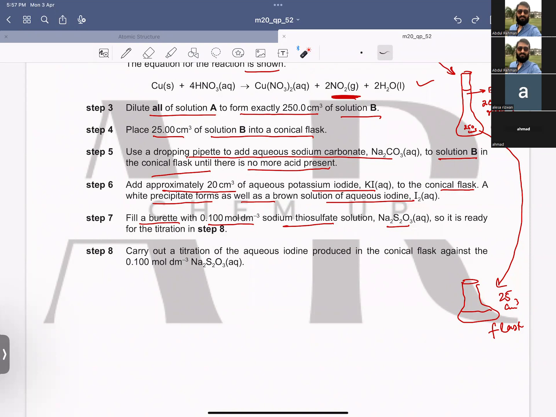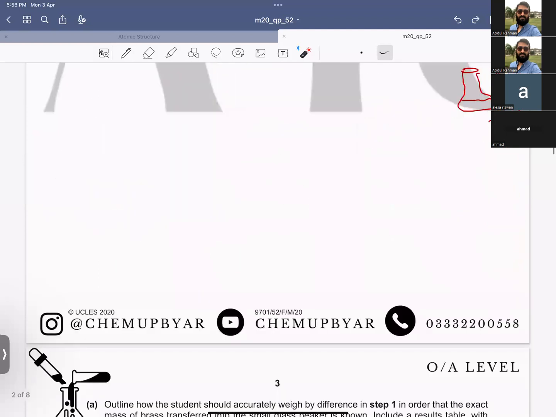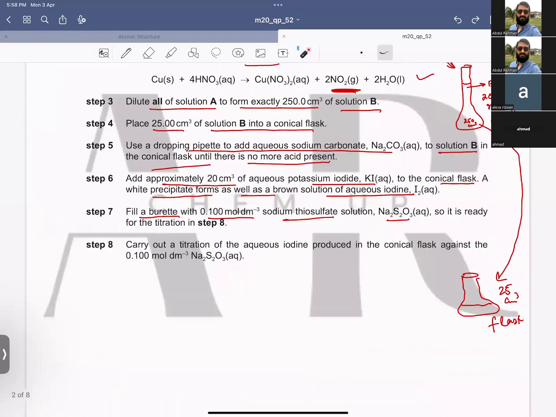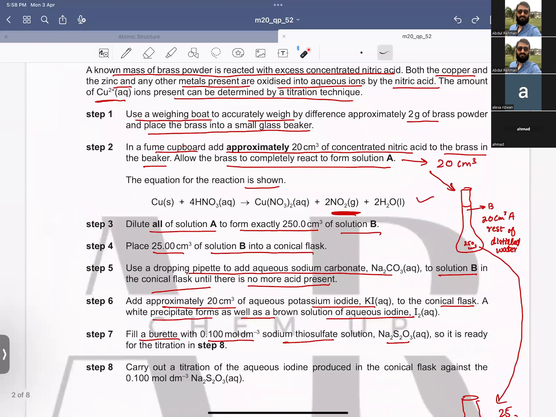Okay. Then in step 6, we would fill up the burette with 0.1 mol per dm³ sodium thiosulfate solution, so it is ready for the titration in step 8. In step 8, carry out titration for the aqueous iodine produced in the conical flask against the 0.1 mol per dm³ sodium thiosulfate. Now, these are the 8 steps of the experiment that are performed.